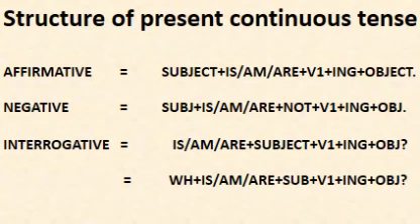So subject plus is/am/are helping verb plus not. Without not we can't make any sentence negative. Plus verb's first form, and we will add ing to the verb's first form, and then object. Then interrogative. Interrogative means asking questions. When we ask a question in the sentence, it will be your interrogative sentence. So we can make any sentence interrogative in two ways.